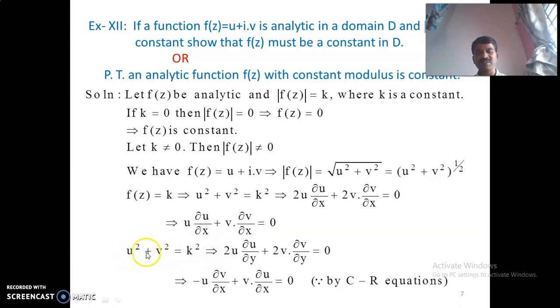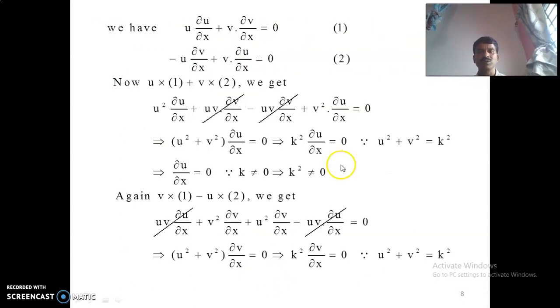You can differentiate with respect to y in this relation, so that ultimately you get u ∂u/∂y plus v ∂v/∂y, since 2 is non-zero. So by making use of the CR equations, ∂u/∂y is minus ∂v/∂x, and also ∂v/∂y equal to ∂u/∂x. So that by taking those two relations we have this system of two equations, these differential equations.